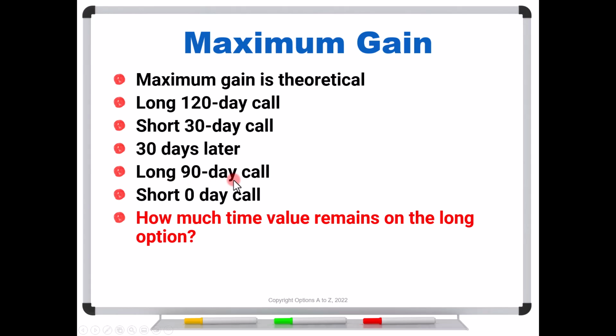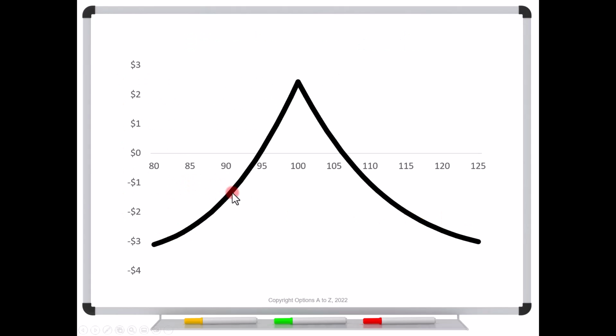Well, good luck. We don't know, because we do know that this is our risk graph. And the reason for this peak right here is because the long option hasn't expired. Yes, we bought it with 120 days to go. Now there's 90. But what is that value with 90 days to go? We have no idea. So that's why this is a theoretical amount.